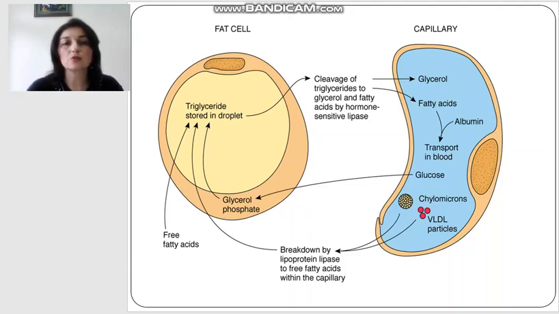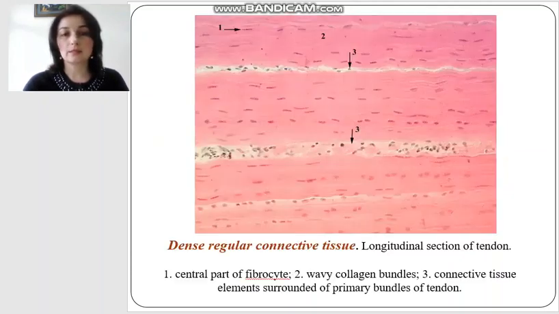Also, adipose cells will produce some lymphokines. They will produce some components which are called adipokines. They are, for example, leptin and other substances which will also control lipid metabolism. Now let's go to the next type of the connective tissue proper. We have now finished the loose connective tissue, and now let's look at the dense connective tissue.